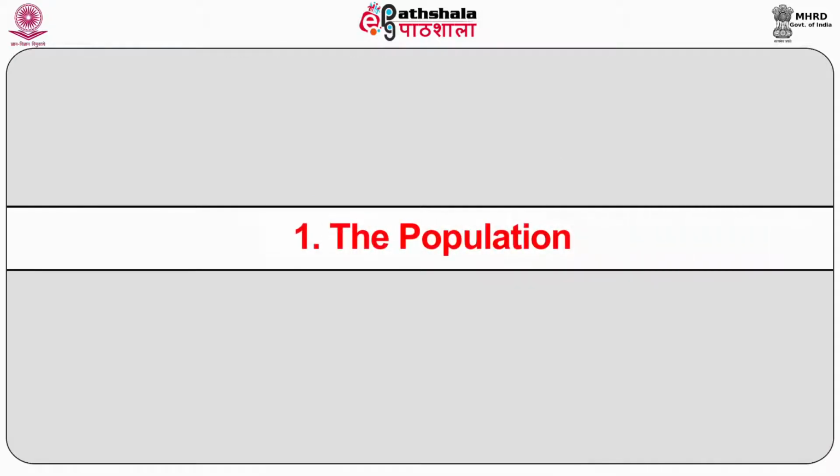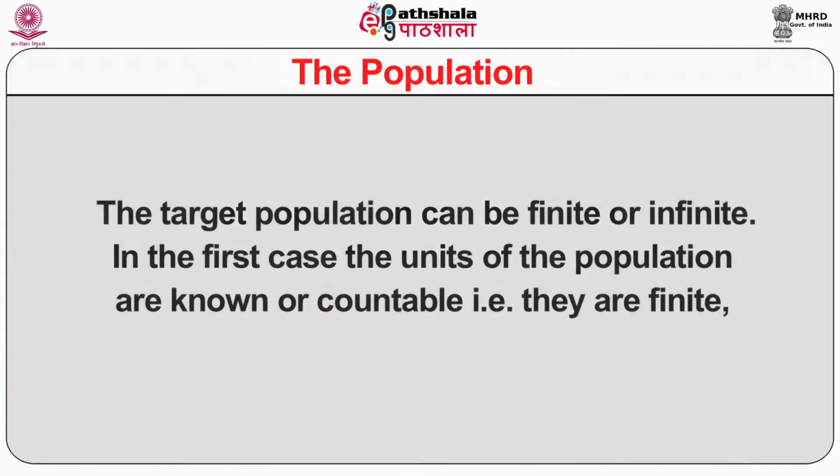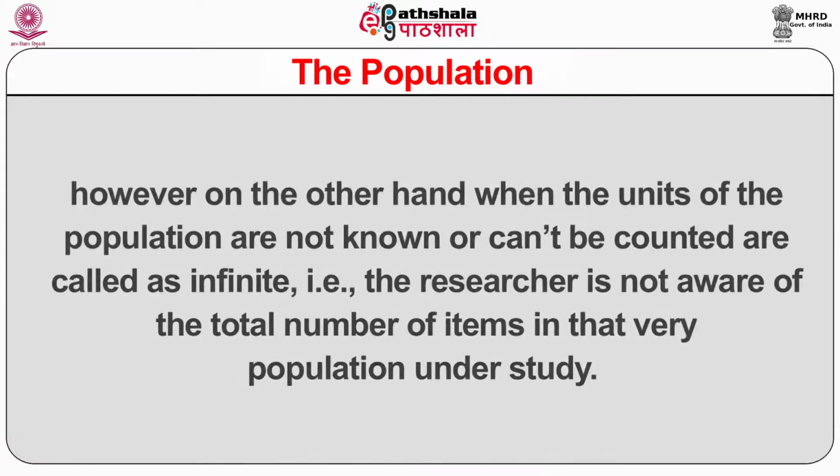First, the population. The first and the foremost step in developing a sample design is to very clearly define the target universe or the population to be studied. The target population can be finite or infinite. In the first case, that is the finite population, the units of the population are known or countable, that is, they are finite. However, when the units of the population are not known or cannot be counted, they are called infinite, that is, the researcher is not aware of the total number of items in that very population under study.